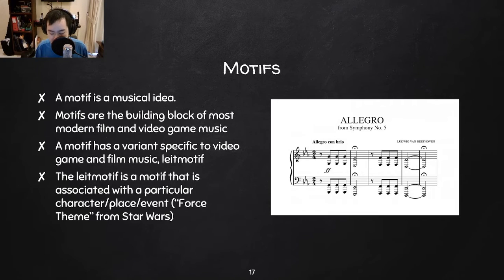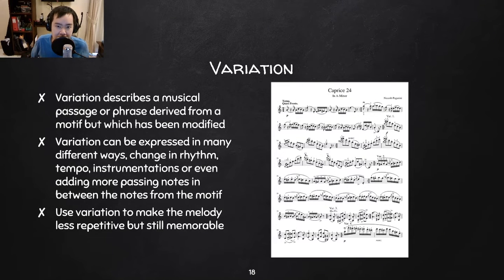However, I'll give you one way we can do that. And this one way is called variation. Variation describes a musical passage or a phrase derived from a motif, but which has been modified in some way. Variation can be expressed in many different ways, including change in rhythm, tempo, instrumentation, or even adding more passing notes in between the notes from the motif. So variation is a way to make the melodies less repetitive, but still memorable.